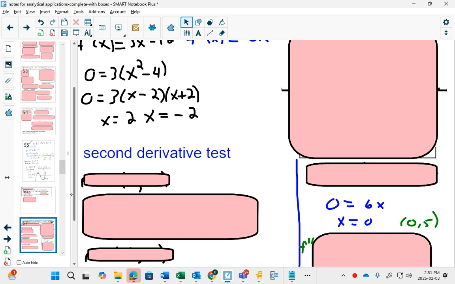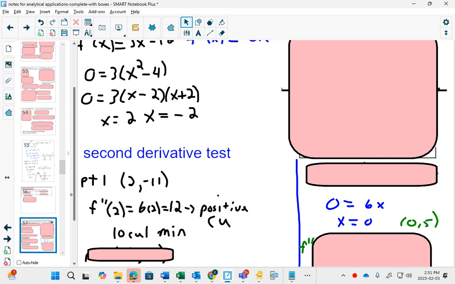But to really focus on the second derivative test, we would say, well, if I plug in 2 into my original equation, I'm going to get -11. And if I plug in 2 into my second derivative, it's positive, happy Cyclops, concave up. And if it's concave up at that point, that's telling us that that point has to be a local minimum.